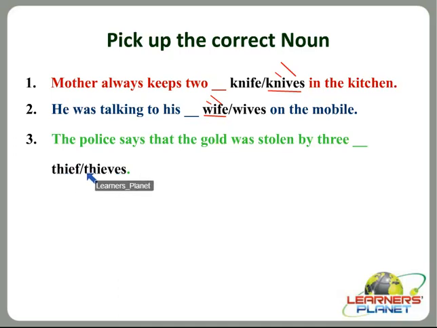Thief or thieves? How will you find out, students? The police says that the gold was stolen by 3. 3 means more than one. For more than one, the rule is F changes to VES. So the correct answer is thieves. So the police says that the gold was stolen by 3 thieves.